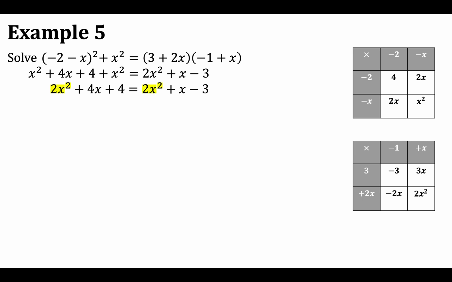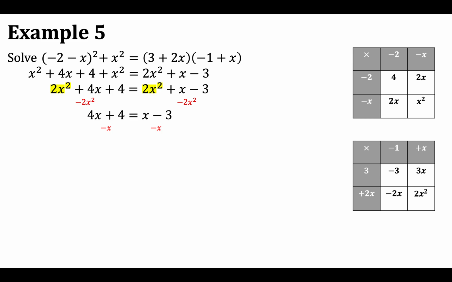So I notice that there's a 2x squared on both sides. It's positive on both sides, so therefore we need to take the inverse operation of that, which is subtracting 2x squared from both sides of the equation. That leaves me with 4x plus 4 equals x minus 3.